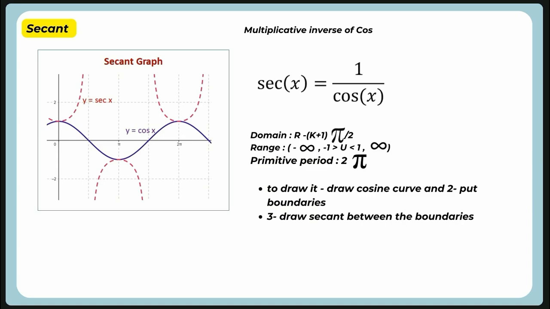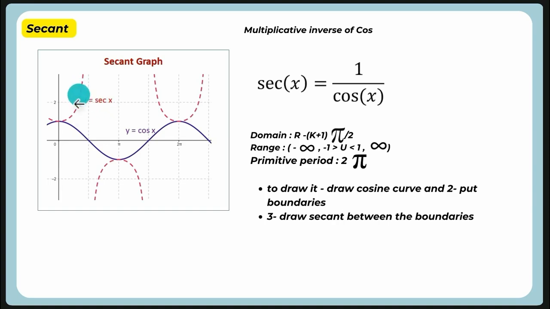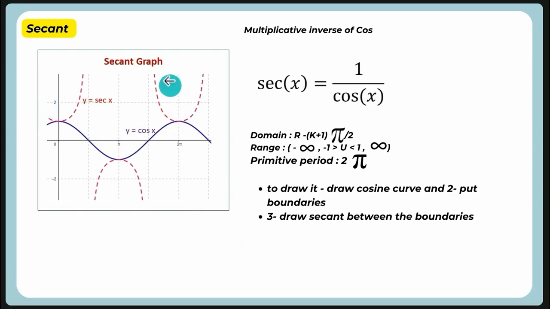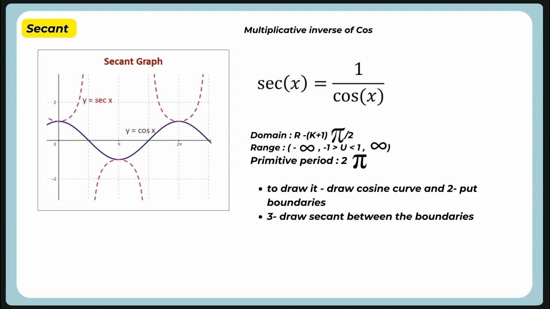Then you have the secant. Secant is a multiplicative inverse of cosine. So secant is 1 over cosine of x. When you want to draw it, you have to draw the cosine curve, and then you put two boundaries on the cosine curve, and from there you can draw your secant between those boundaries. So you would simply draw those parabolas in between the boundaries of the cosine line. The domain is the real values except (2k plus 1) pi over 2. The range is negative infinity to negative 1, and 1 to infinity. Its primitive period is 2 pi, which means it's a repetitive function along the 2 pi.